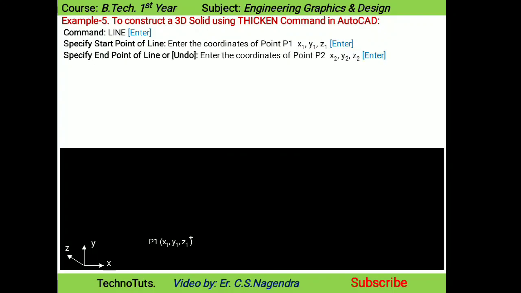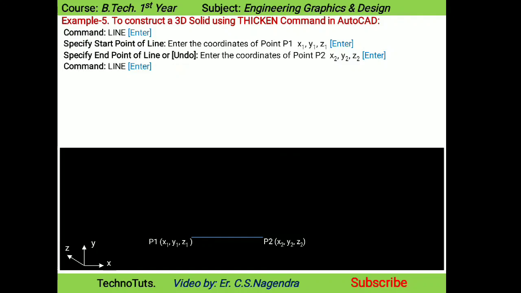Now the computer will ask you to specify the start point of the line. Just type the coordinates of point number P1 and press enter key. Point P1 will be visible on the screen. Now the computer will ask you to specify the end point of the line. Type the coordinates of point number P2. Point P2 will be visible on the screen, thus constructing a line from point number P1 to point number P2.